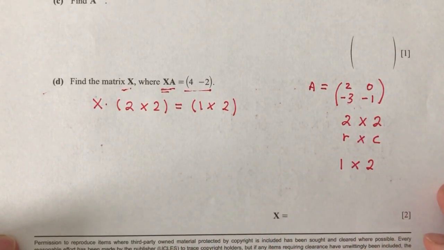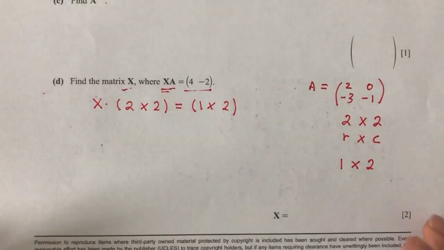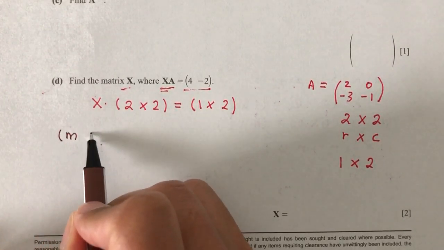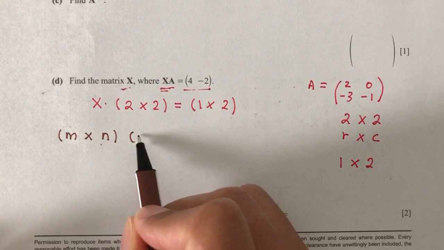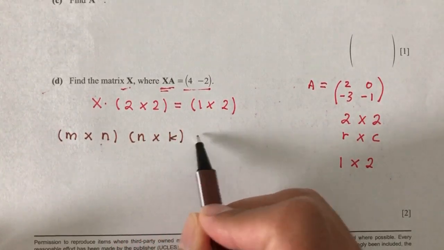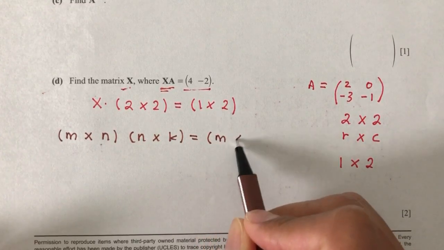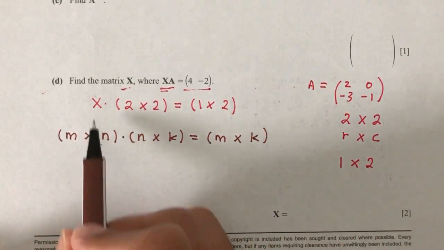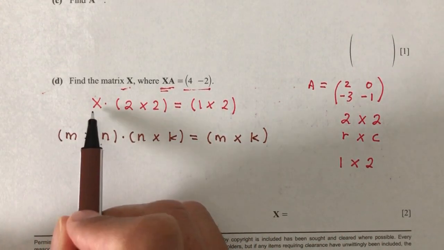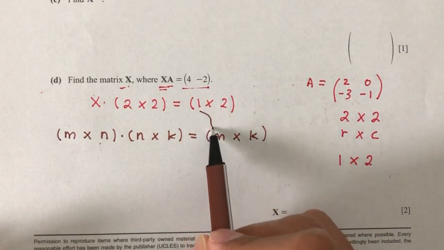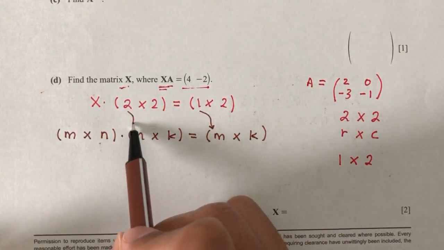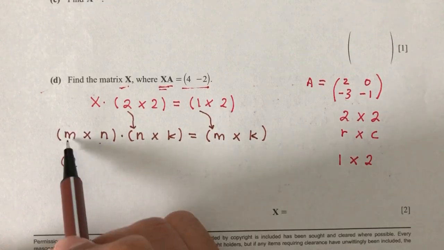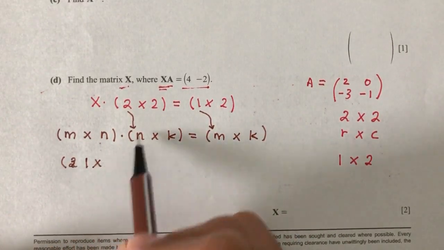Now, how do we define matrix multiplication? I will define this right here. When you have a matrix with m rows and n columns multiplied by an n by k matrix, this will give you an m by k matrix. Using this formula, we have to find the values of m and n for X. As you can see, m is equal to 1 and n is equal to 2.